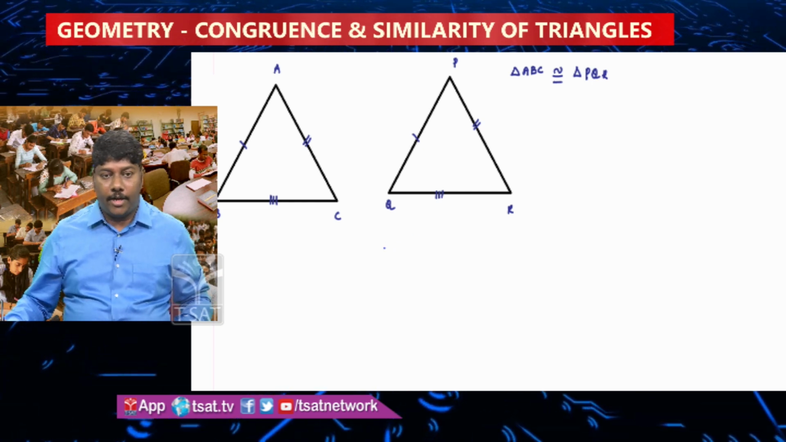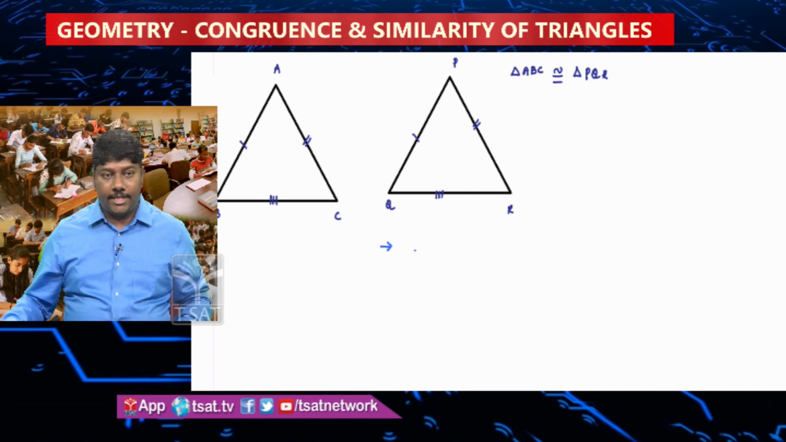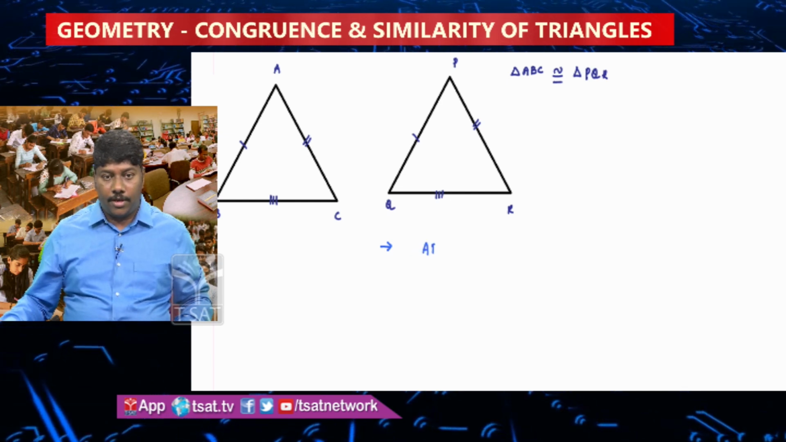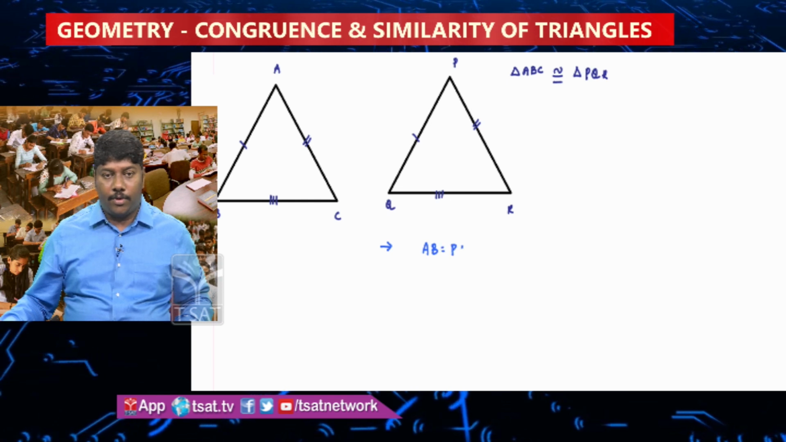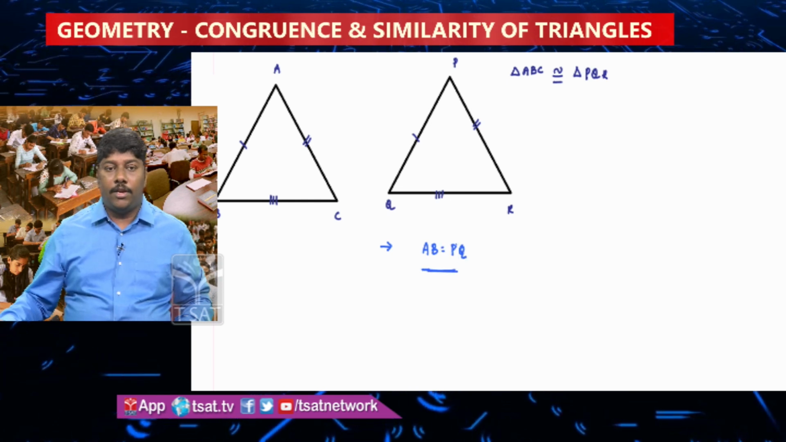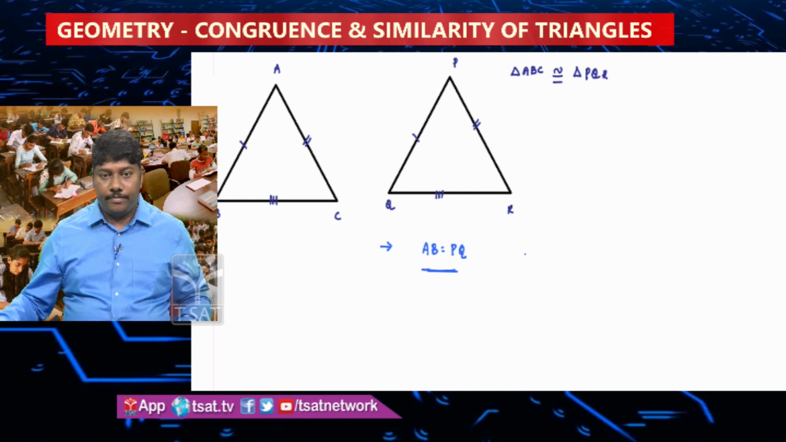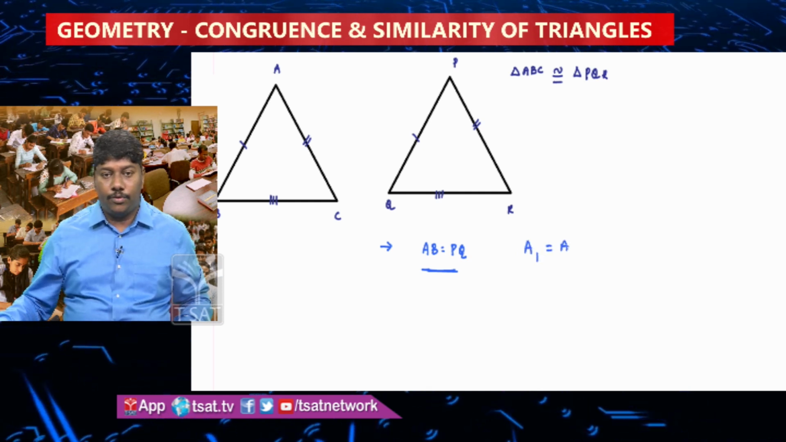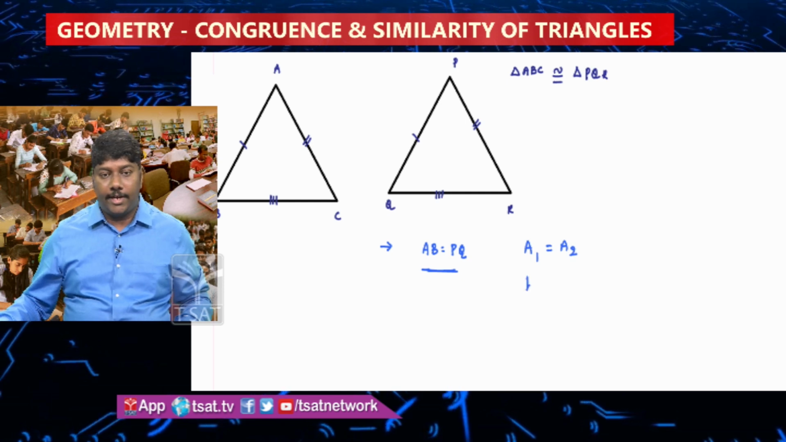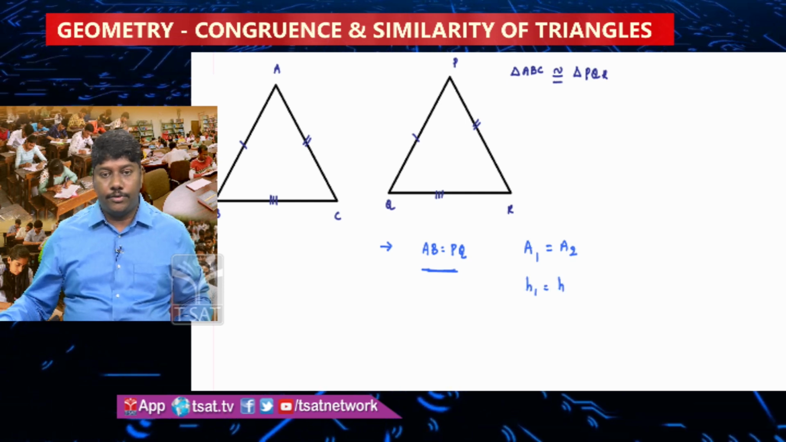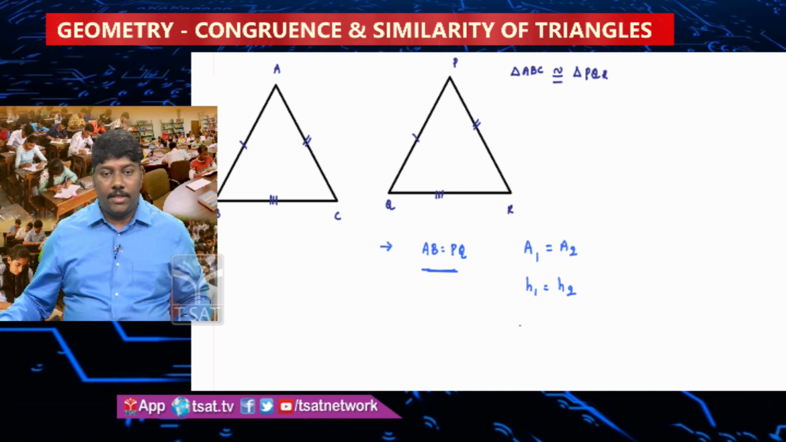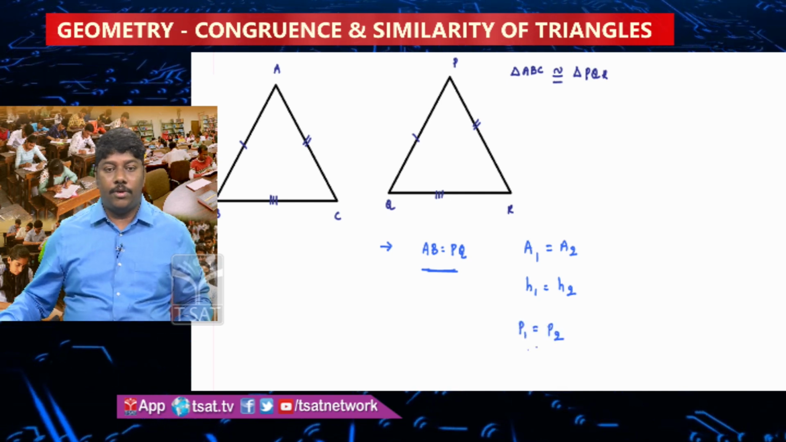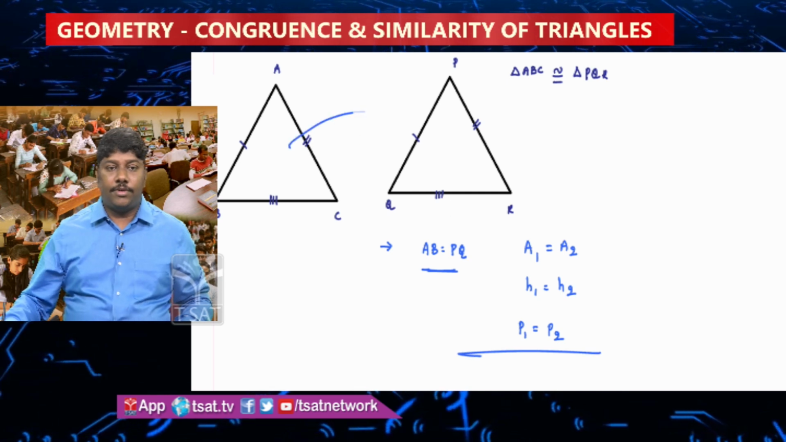Remember that if they are congruent, their sides are equal. AB is equal to PQ and so on. All sides are equal. Not only sides, their areas are equal. Area 1 is equal to area 2. The heights of the triangles are equal. Height 1 is equal to height 2. Their perimeters are also equal. Perimeter 1 is equal to perimeter 2. In all respects, these two triangles are equal.